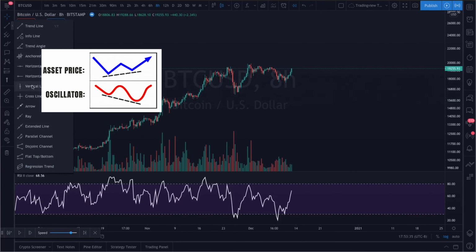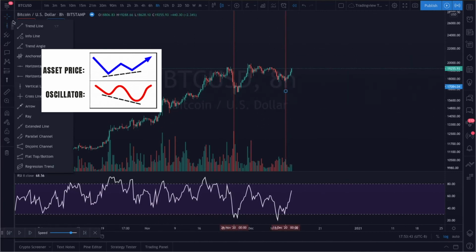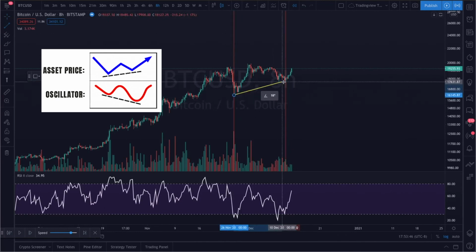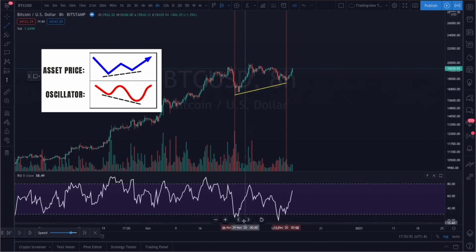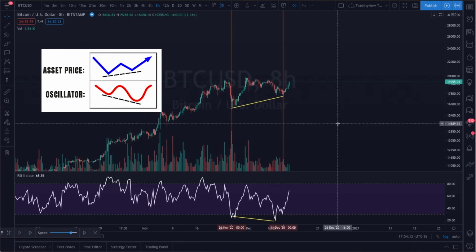So I'm going to mark these with a vertical line. We'll say that's a low there, and that will be our next low there. Now we're looking for a low and a higher low in price, okay, and a low and a lower low in the RSI. Kind of hard to see there, but you can very clearly see that there is a lower low in the oscillator and a higher low in price. This is textbook hidden bullish divergence, letting us know that the likelihood of this trend continuing to the upside is likely. So let's go ahead and see if this actually plays out.